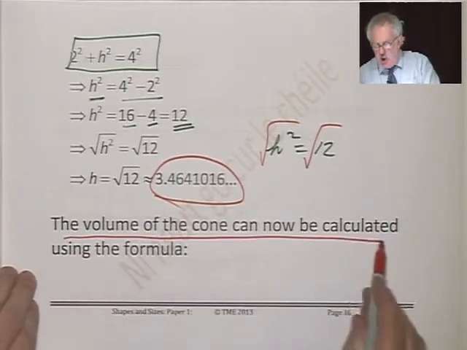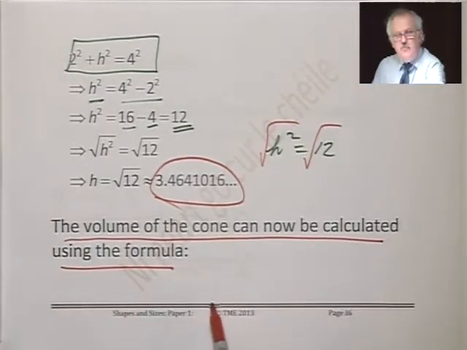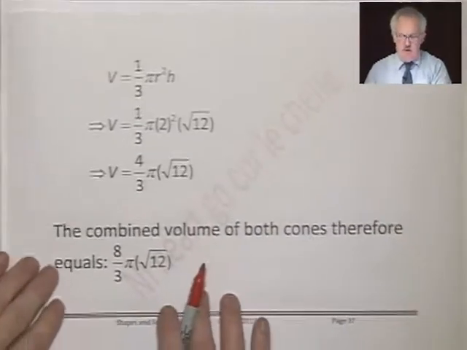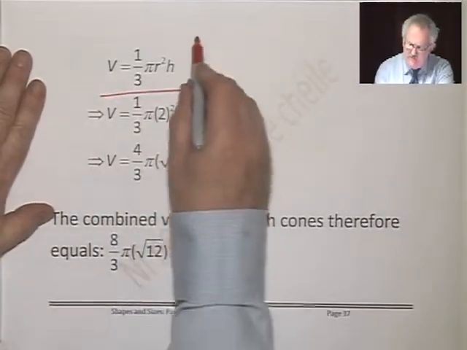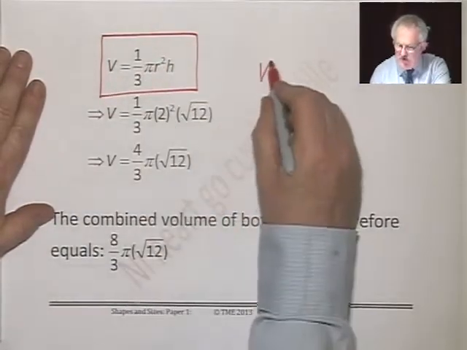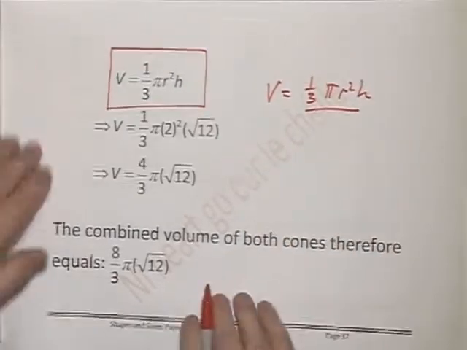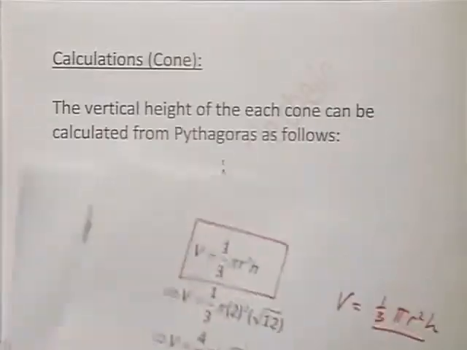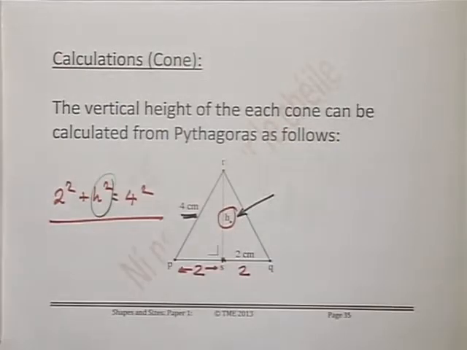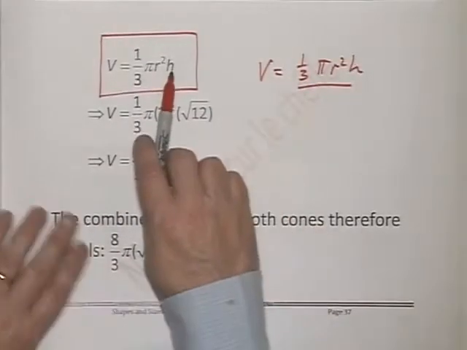So the volume of the cone can now be calculated using the formula. Oh yeah, we go back to the table. What did the table give us? It gave us a formula for volume of a cone that said V is equal to 1 over 3 pi r squared h. And in fairness, we were using L, and we've converted it now to h. And h is our vertical height.